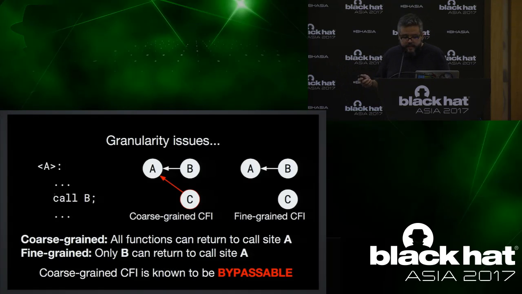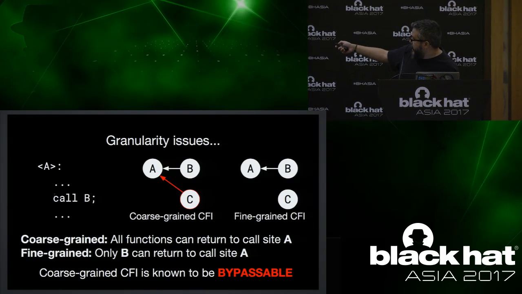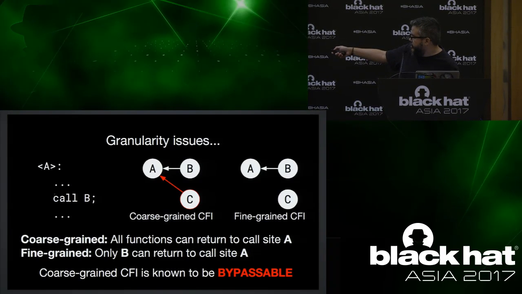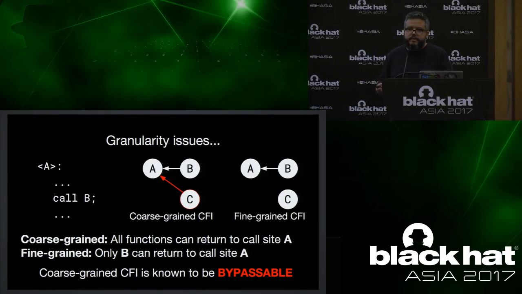Speaking first about granularity, in CFI we have two major classifications: coarse-grained CFI schemes and fine-grained CFI schemes. Imagine this situation: we have a function A which is calling a function B. In coarse-grained CFI, which is more permissive, both function B and function C are allowed to return to the instruction right after the call to B. So in this scheme you are not enforcing that, because this is a call to B, only B can return here. Whatever function may return to the instruction right after a call. This is basically coarse-grained CFI.